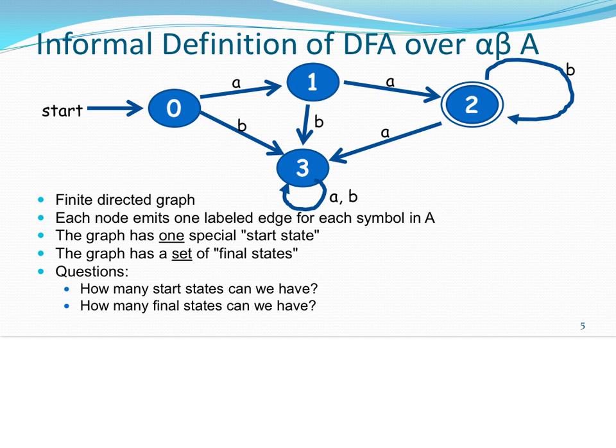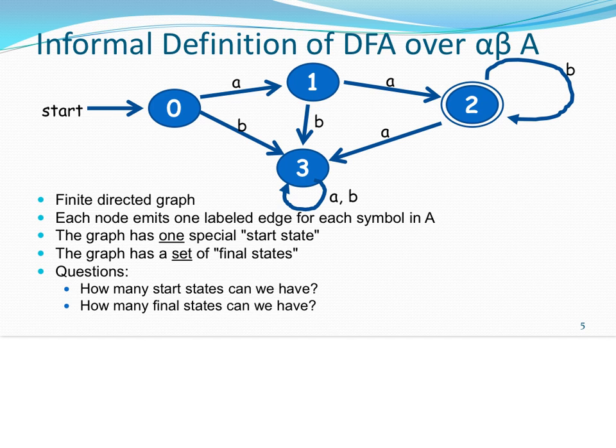So now that you've seen a DFA in action, I'm guessing that you have a pretty good informal definition of a DFA over an alphabet. But let's talk a little bit more specifically. We're not totally formal yet. We can't write proofs about what I'm going to say, but we can start. So a DFA, a deterministic finite automaton, is a finite directed graph. Every single node emits one labeled edge for each symbol in the alphabet.